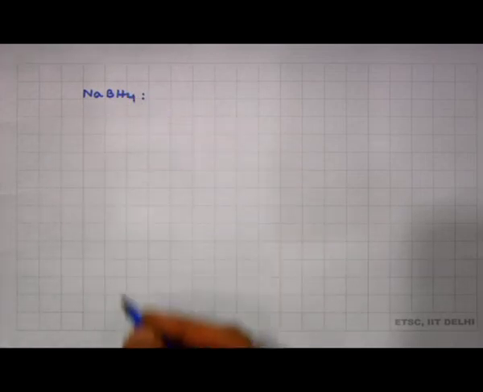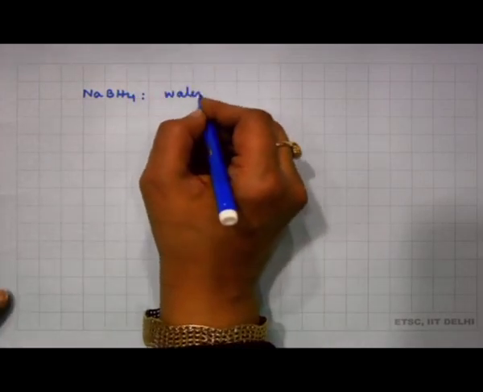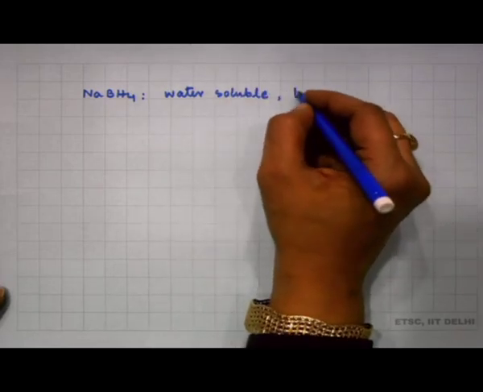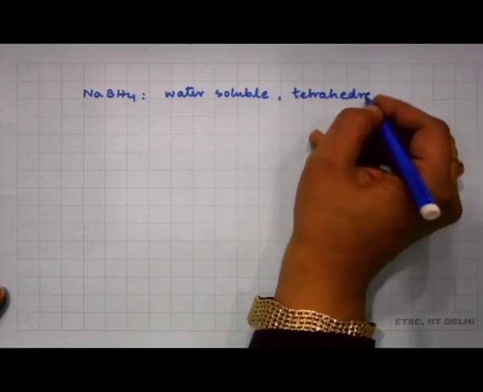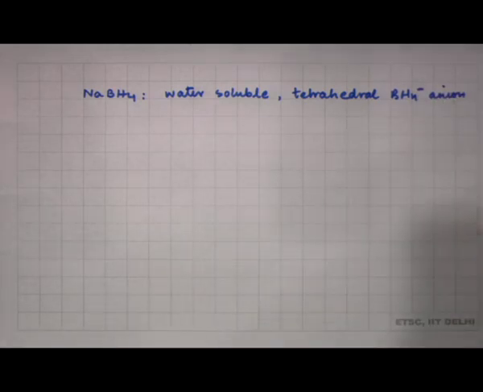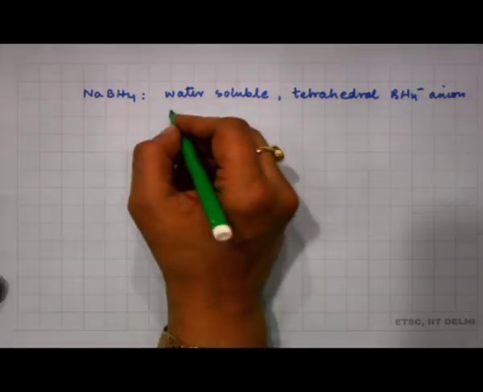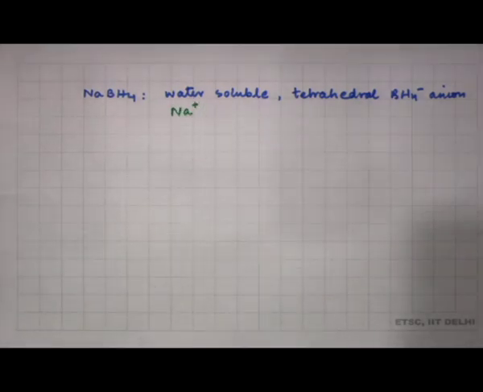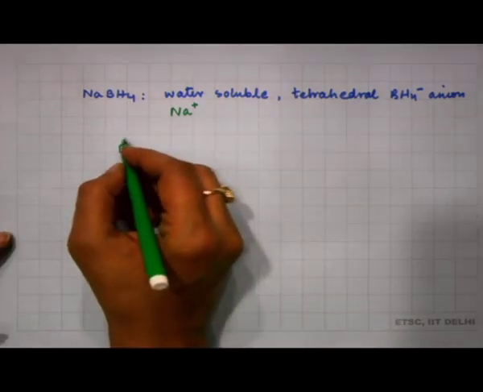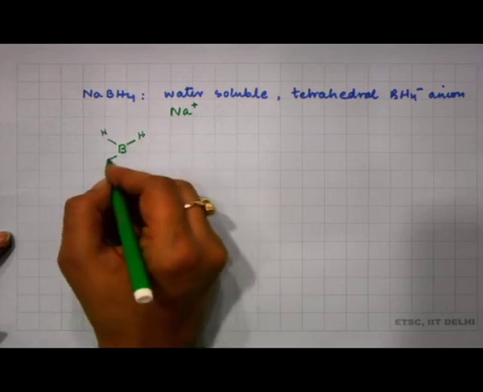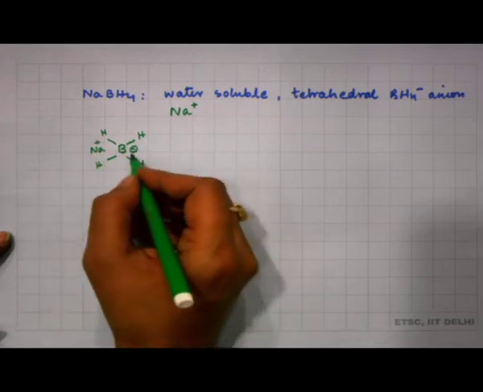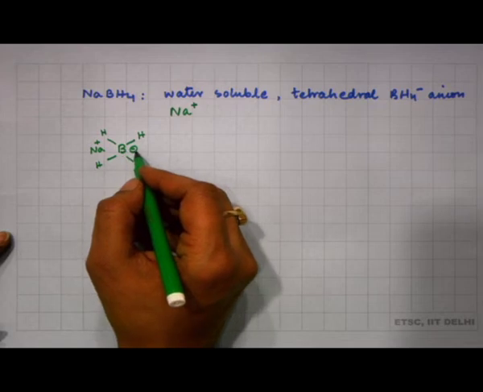Sodium borohydride is water soluble. Unlike lithium aluminium hydride, it does not react with water violently. So, it is water soluble, tetrahedral BH4 minus anion, and in this case the role of sodium ion is not very important as was in the case of the lithium ion which was responsible for activating the carbonyl carbon. So, in this case that does not happen. The first thing is how does it exist. Your BH4 minus anion is a tetrahedral anion in which boron carries the formal negative charge.